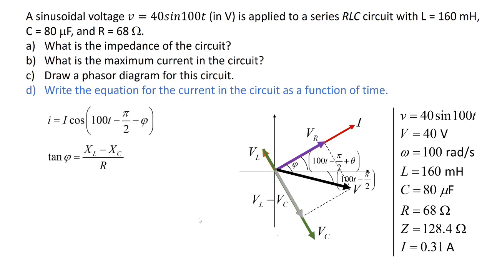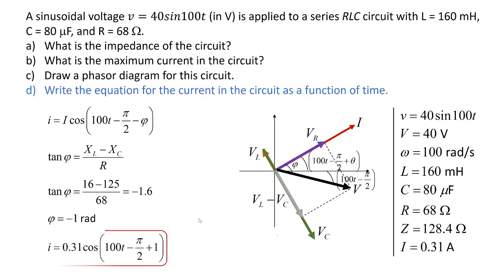The phase angle is calculated as XL minus XC over R. We know XL is 16 ohms, XC is 125 ohms, and the resistance R is 68. Therefore, the value that we obtain for the tangent of the phase angle is minus 1.6. Don't forget to have your calculators in radians. We get from there that the phase angle phi is minus 1 radian. Does it make sense? Yes, it does. It is measured clockwise.